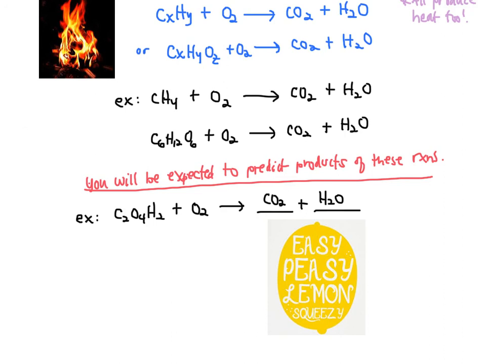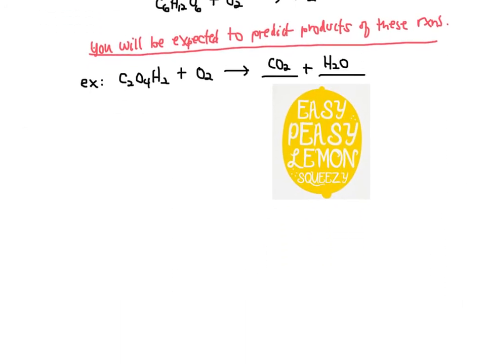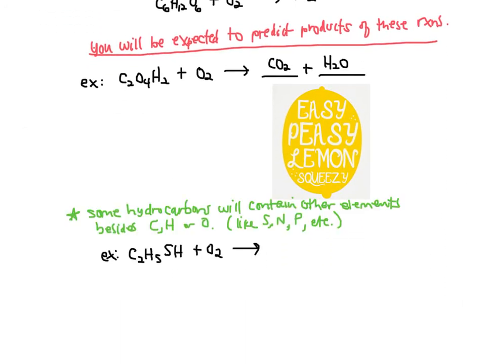Now, we should mention, because we're good students and I'm a good teacher, some hydrocarbons contain other things besides carbon, hydrogen, and oxygen. Some hydrocarbons will also have sulfur, some will have nitrogen, some phosphorus. Sometimes you get lead, like in gasoline, which is a hydrocarbon. So that means that not only are you going to produce carbon dioxide and water in those reactions, but you're going to get sometimes a 3rd or a 4th product.